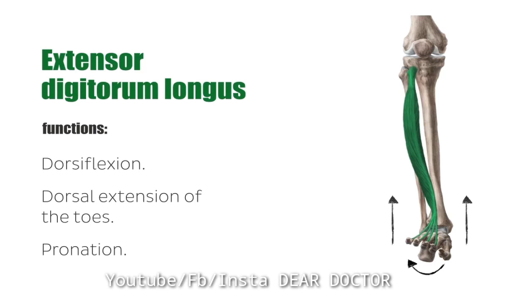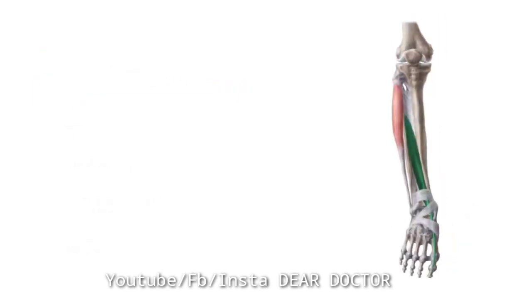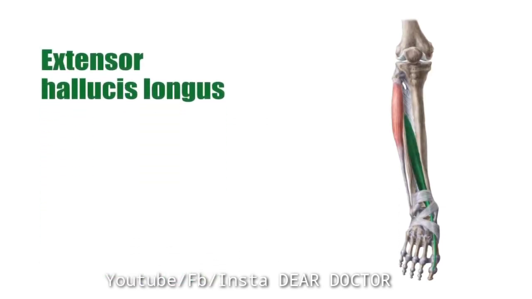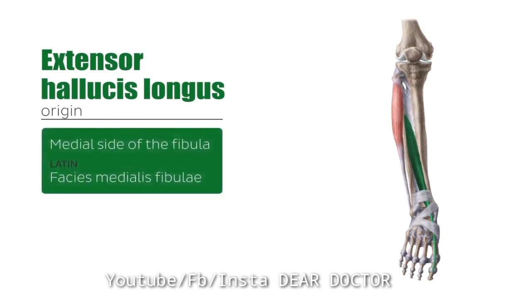We move on now to the next muscle on our list, seen also highlighted in green. This is known as the extensor hallucis longus. Hallucis is a term for big toe, and longus, of course, for long. So you can clearly see this is the long extensor of the big toe. In terms of origin points, you need to remember that the extensor of the big toe has its origin at the medial side of the fibula, which you can clearly see here also on this image.